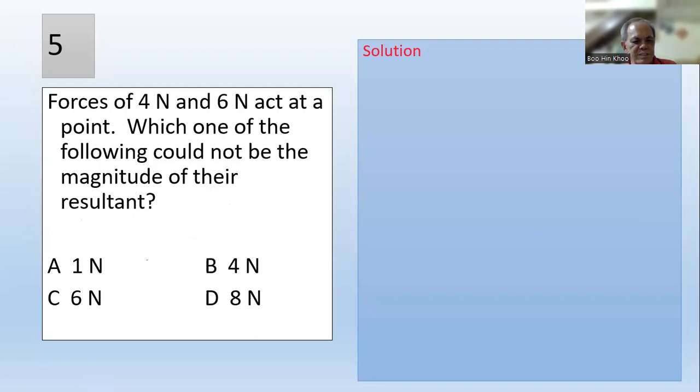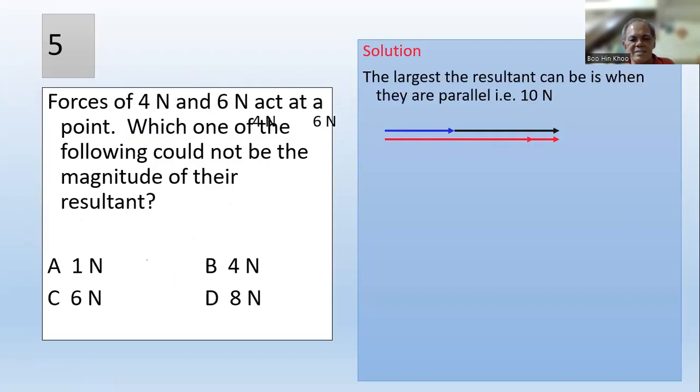Forces of 6 Newton and 4 Newton act at a point. Which one of the following could not be the magnitude of the resultant? It didn't give you the direction, so it's up to you to choose all the possible directions. The largest will be when they are in the same direction, 6 and 4, so we just add them up. 10 Newton.